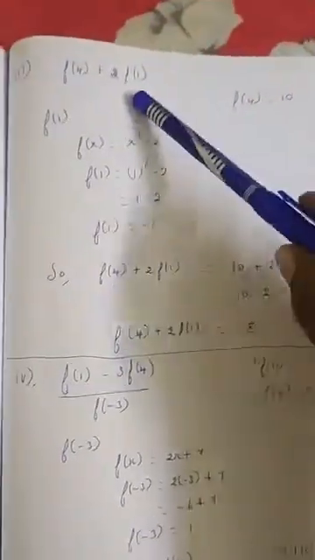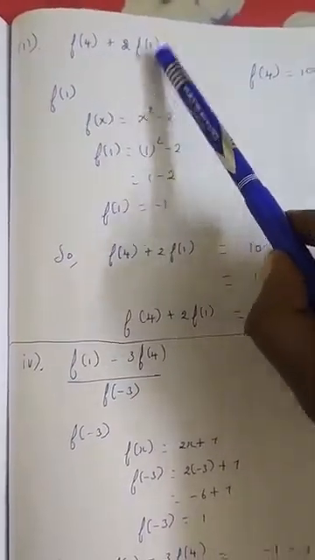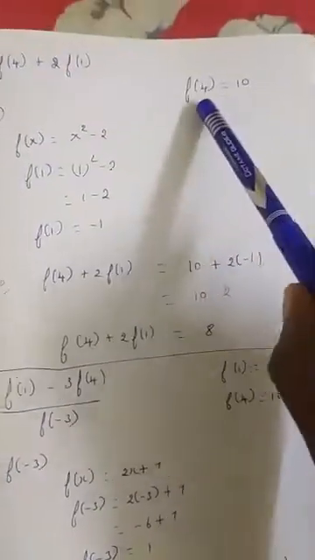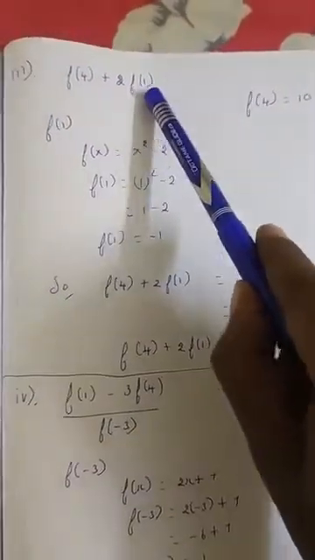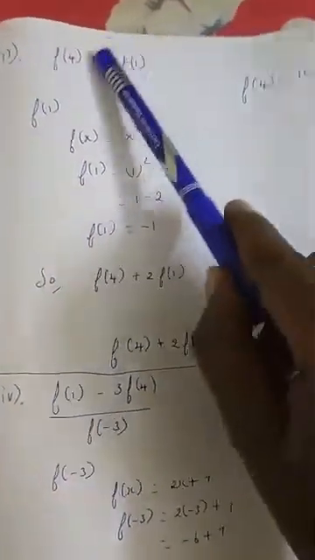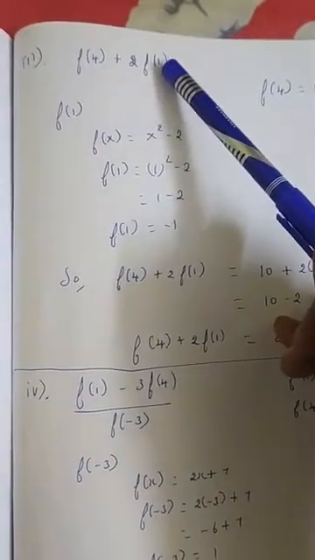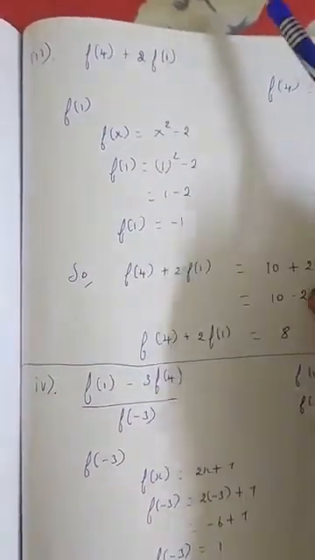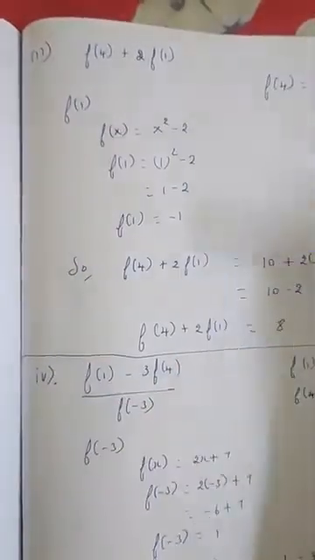The same way, third subdivision, f of 4 plus 2 into f of 1. The f of 4 value we already found out here, that is 10. So write f of 4 as 10. 2 into f of 1. Don't confuse this one. 2 into f of 1 is nothing but first we have to find out the value of f of 1 and then multiply the value with 2, that's all. So don't confuse here. f of 1.